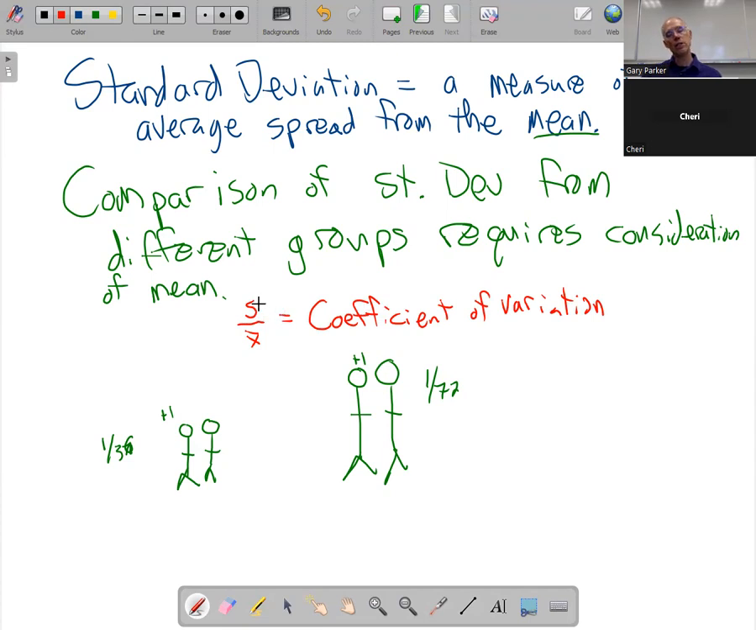So how big is the standard deviation compared to the mean? And so that looks like 7, but it's really an X bar. So I'm looking at the STDEV, standard deviation divided by the mean. And this is the only way that you can accurately compare standard deviations from 2 different groups or 2 different samples. The coefficient of variation is usually stated as a percentage.